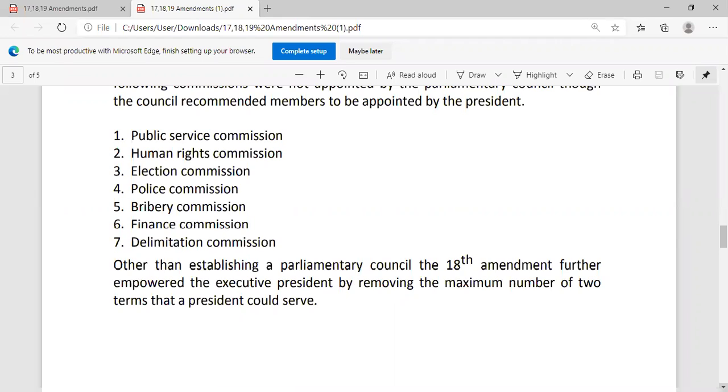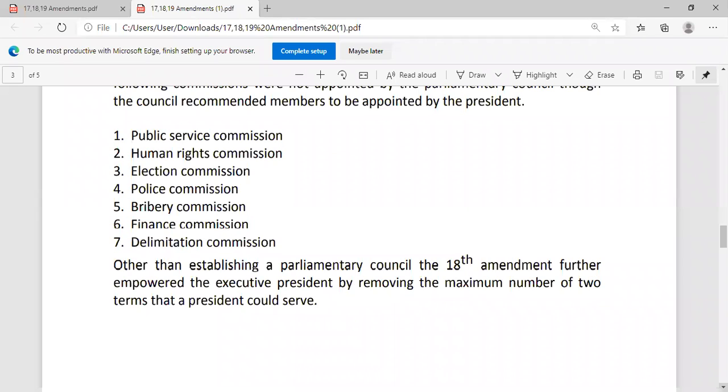Other than establishing a parliamentary council, the 18th Amendment further empowered the executive president by removing the maximum number of 2 terms that a president could serve. Now, as I told you guys, by 2010, following the conclusion of the war, President Mahinda Rajapaksha was very popular among the people. So when he started serving the second term, he realized that he was quite popular and could stay in power for longer than 2 terms. So the 18th Amendment also included a clause removing that restriction that says once you have served 2 terms you are not eligible to contest anymore.